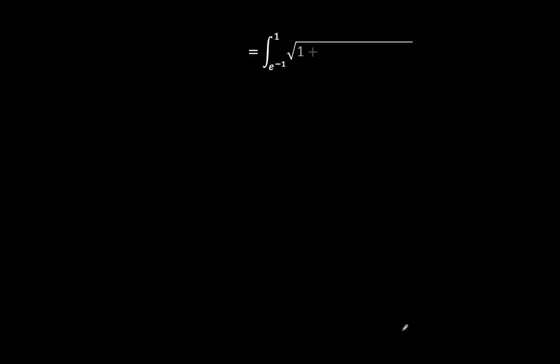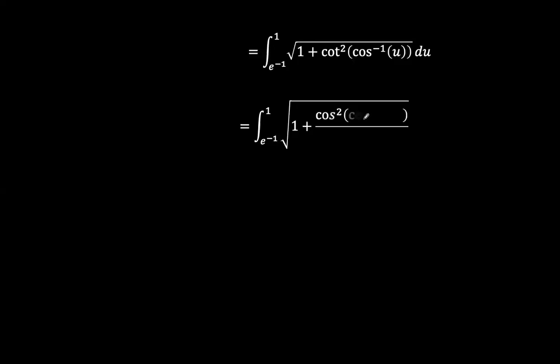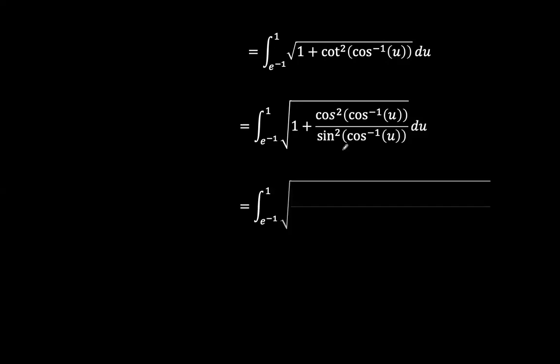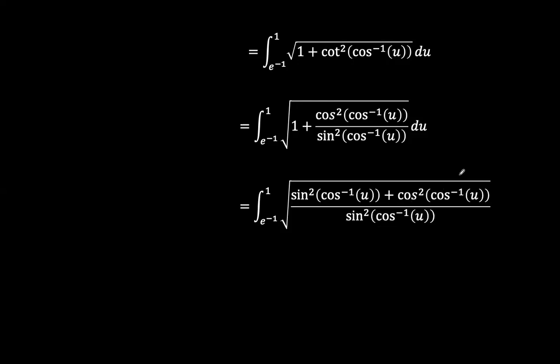Now we can express this cotangent as the fraction of cosine squared arc cosine u over sine squared arc cosine u. And then making this sine squared a common denominator inside the square root sign means that in the numerator we have sine squared plus cosine squared, which is an identity that leads to the numerator being equal to 1. And then the denominator remains as sine squared arc cosine of u.